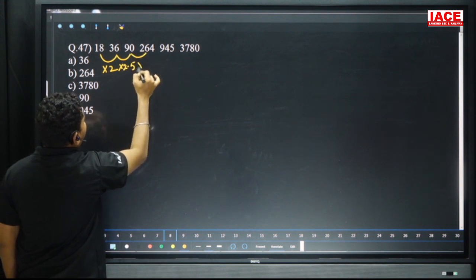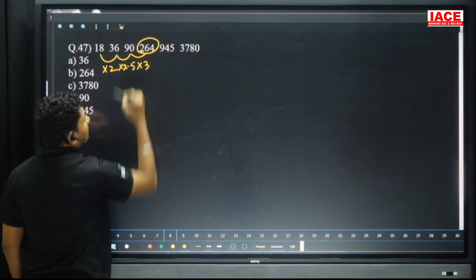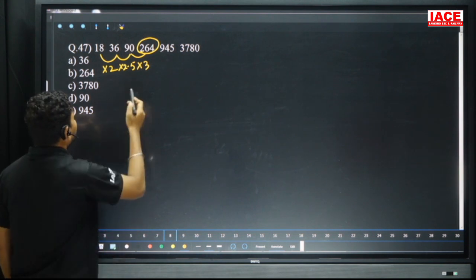Here we multiply 9 into 3, it is 270. It is not 270, it is equal to 264. Our wrong number is 264.